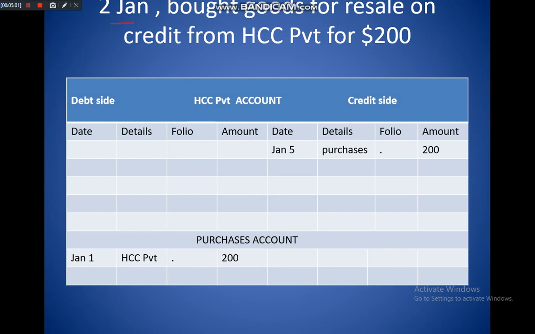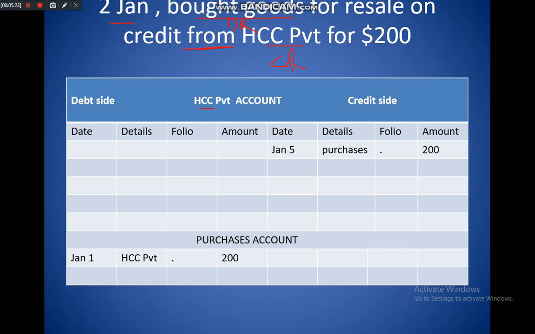Okay, what happened? We bought goods, and we agreed this is the purchases account for resale, and we bought them from HCC. This is a clue. It means we credit HCC account, then we debit our purchases account. Okay, but first of all, you are supposed to write the main heading, the main account.